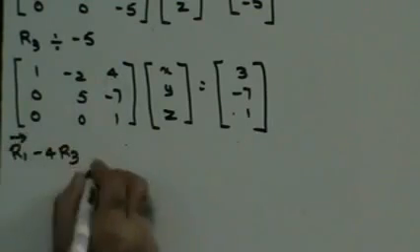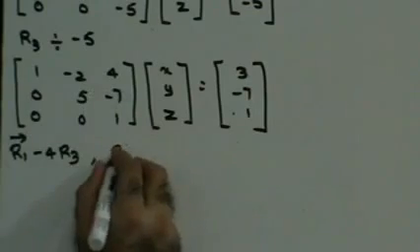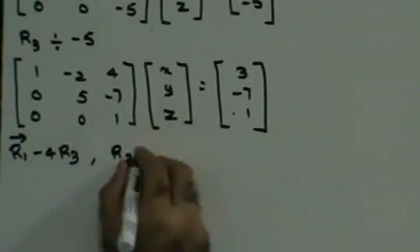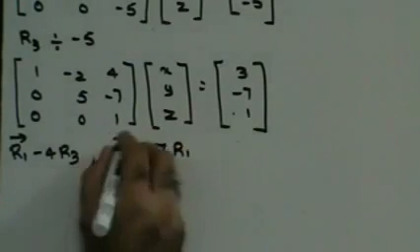Once you have this, I'll finish solving the third column first. I need to make these two numbers 0. Where is the number in R1? The number is 4. The complement of 4 is minus 4 R3. Similarly, where is the number in R2? The number is minus 7. The complement of minus 7 is plus 7 R3.